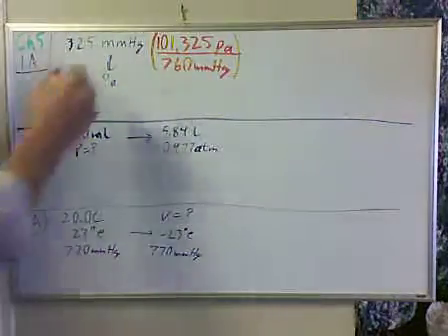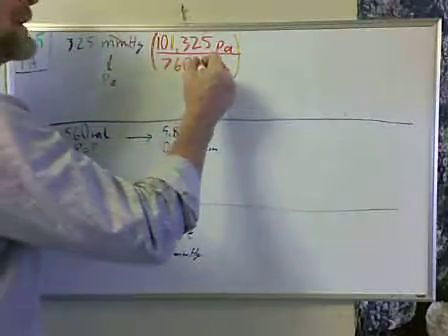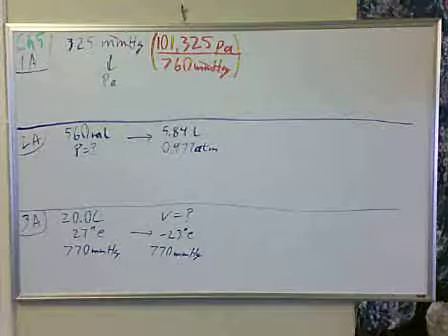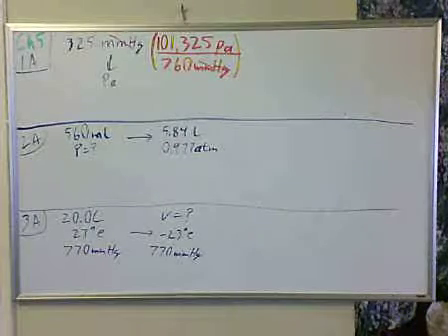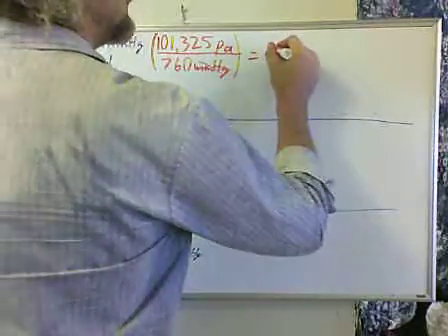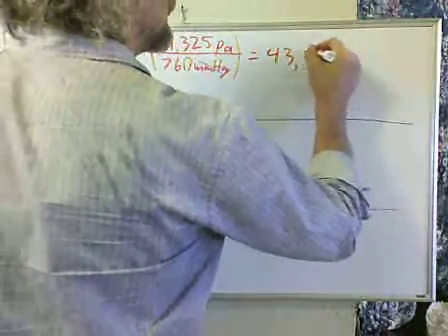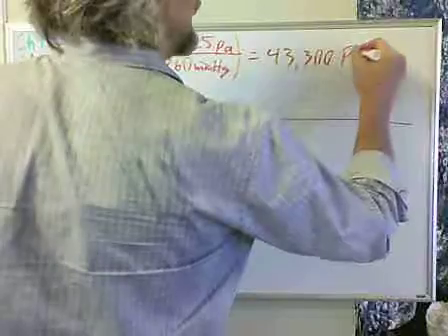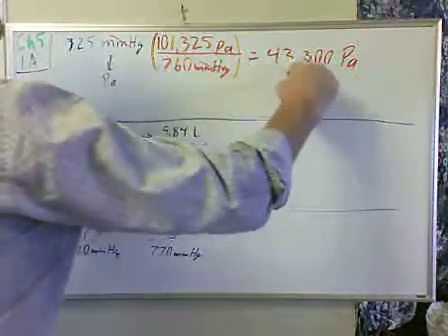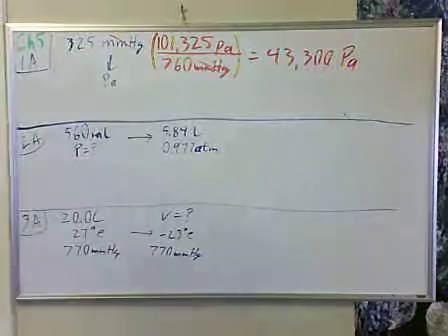So we set this up such that our millimeters of mercury will divide itself out. We're left with pascals, the units that we want. We run this through our calculators. We get 43,300 pascals. And we start off with 3 significant digits, so I'm giving us 3 significant digits in the answer.